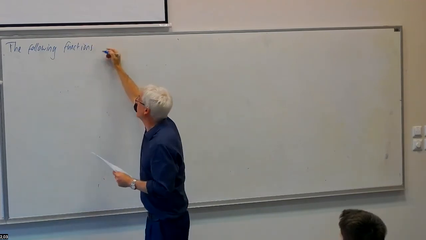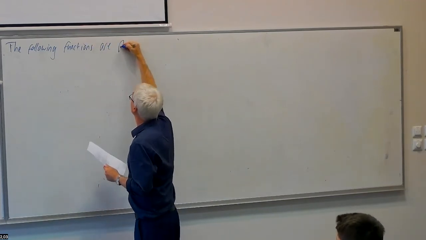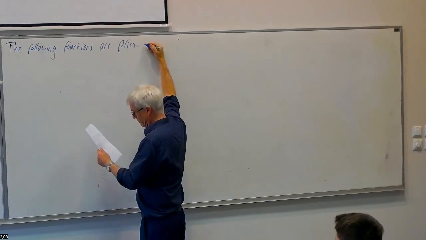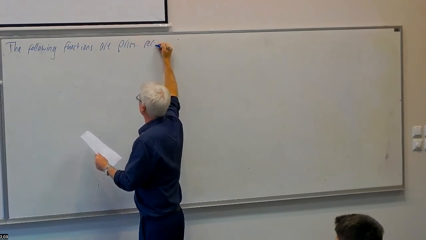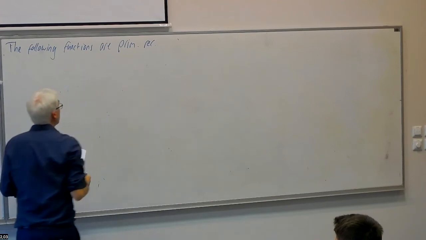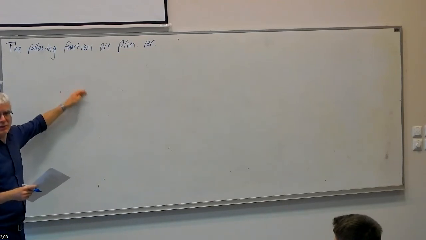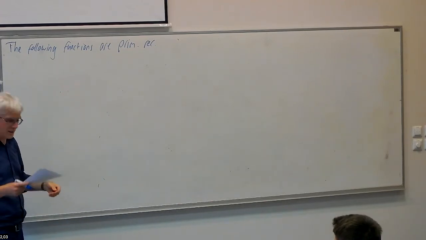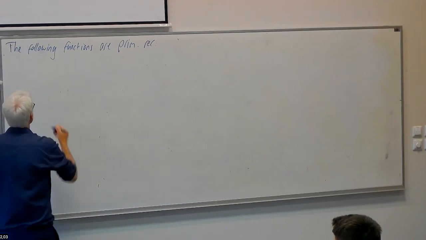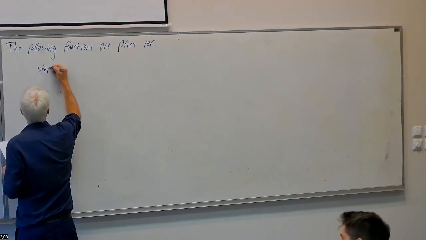Assuming the notes are right, of course. So the following functions are primitive recursive. We're going to gradually get more and more complicated functions that help us look at the execution of the Turing machine. So firstly, the step function.